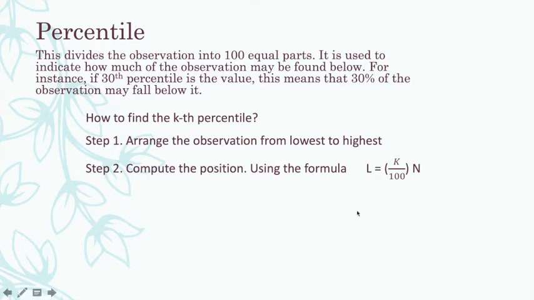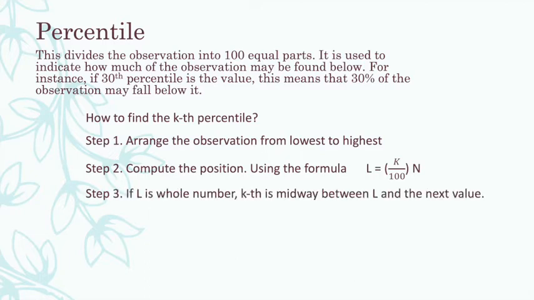So using this formula of the position, L is equal to K over 100 times N. The K here is the K term and the N here is the number of entries. The number of entries, you just count off the number of values or entries in the given data. Later on, we will have an example for that.